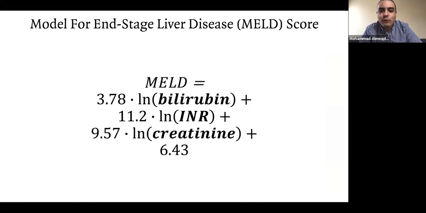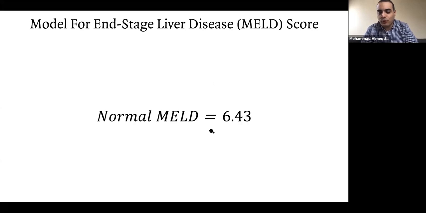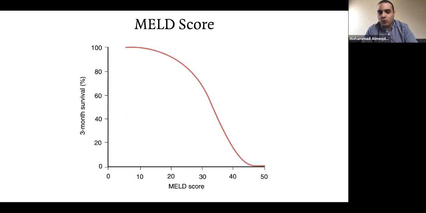So the MELD score, right now we have the MELD plus sodium, they integrated it, but the MELD score generally, this is the equation, right? It takes into account the bilirubin levels, the INR level and the creatinine levels, and then you add 6.4. So when you have normal bilirubin, normal INR, normal creatinine, this zeroes out and you get a normal MELD of around 6.43, which they rounded down, okay? So what's nice about MELD is it looks at 3-month survival rate, and the higher the MELD, the lower the survival rate. So again, normal MELD is 6.